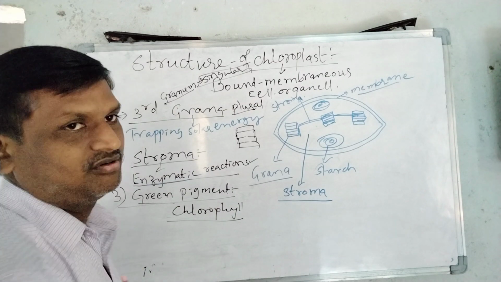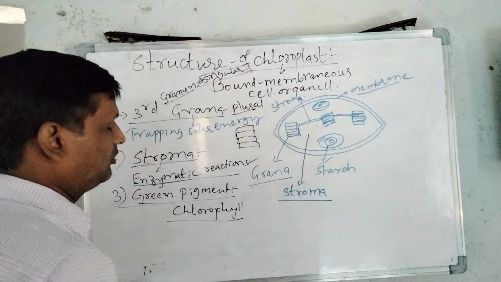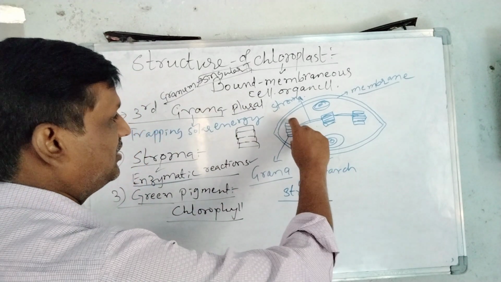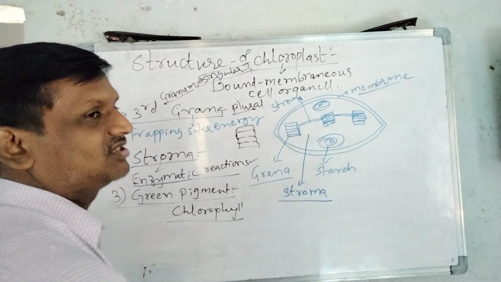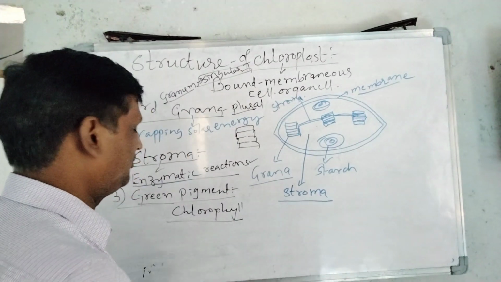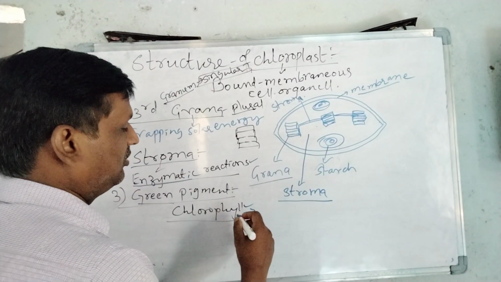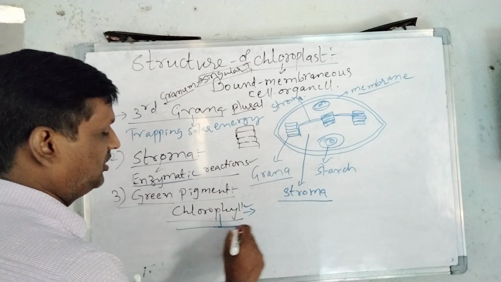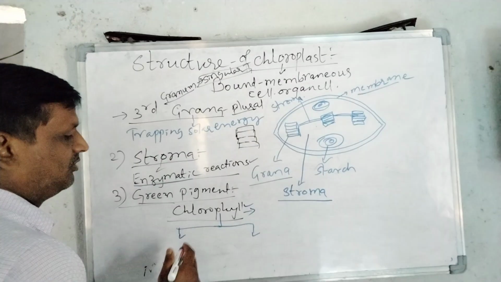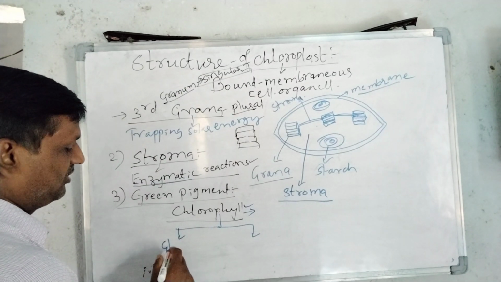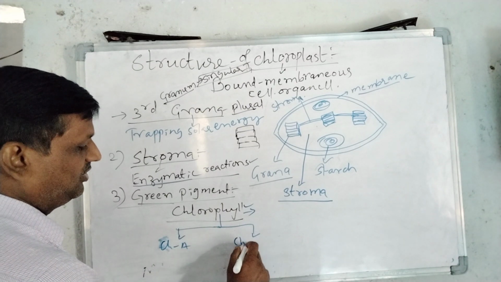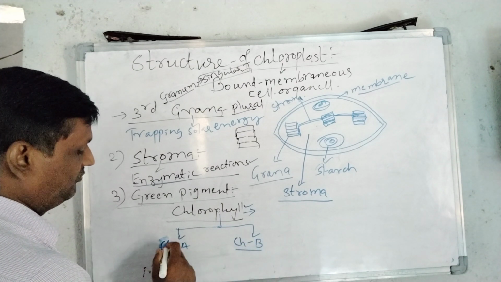See, chlorophyll. The green colored pigment, chlorophyll, is present inside the grana. It is a green colored substance that is called chlorophyll. According to our textbooks, there are generally two types of chlorophyll: chlorophyll A and chlorophyll B.